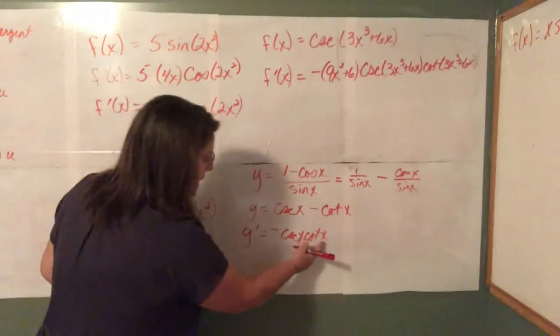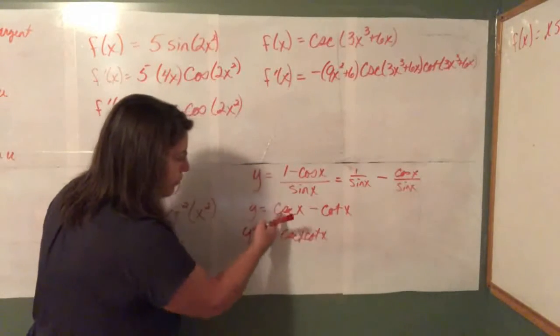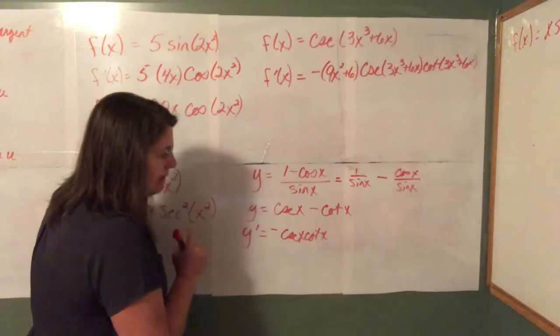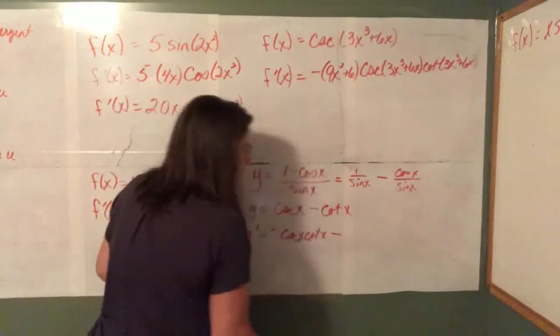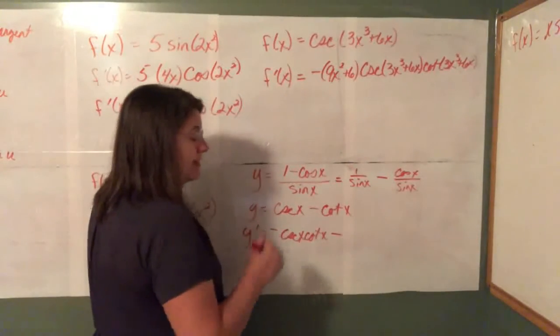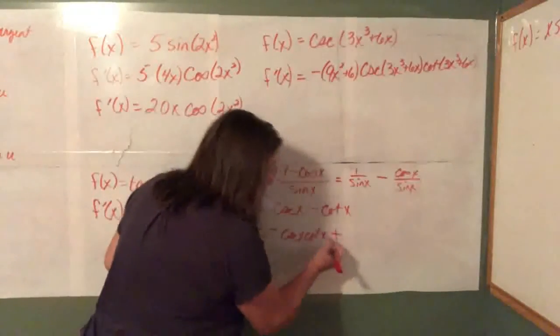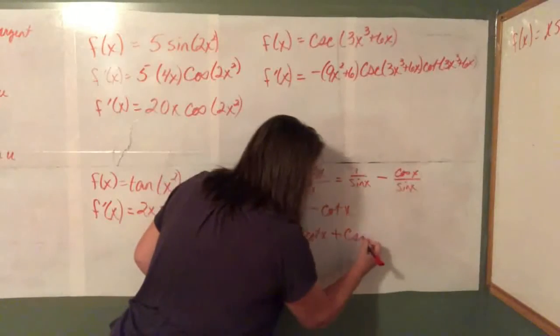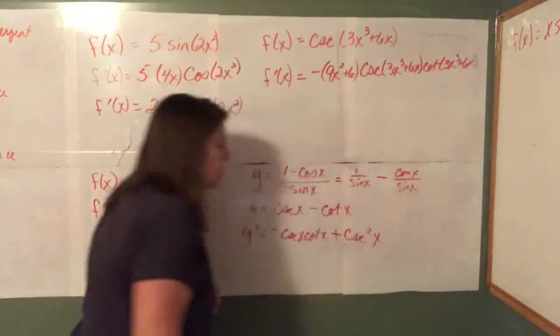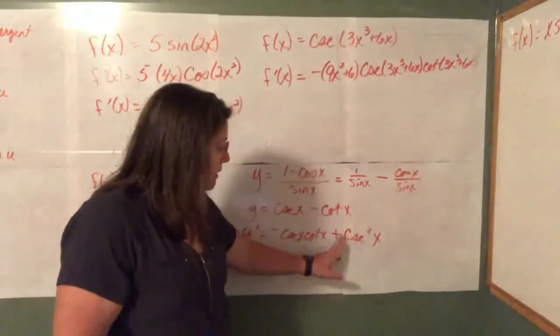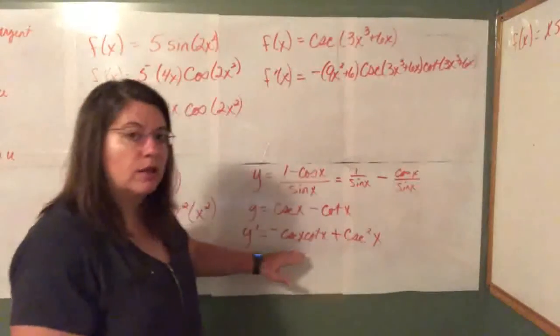The derivative of x is just 1, so that's the first term, the derivative of it. And then we've got the minus. The derivative of cotangent is negative cosecant squared x. So the negative is going to make this a positive, and we have cosecant squared x. The derivative of x is 1. So that is all that we need to do there.